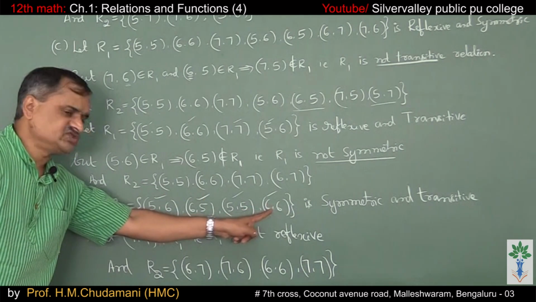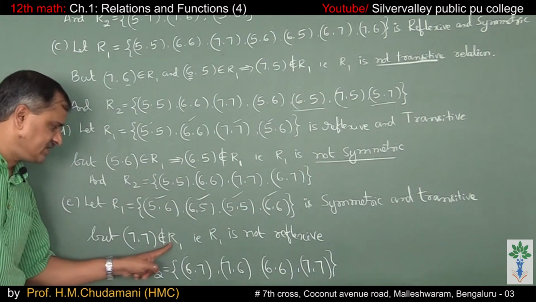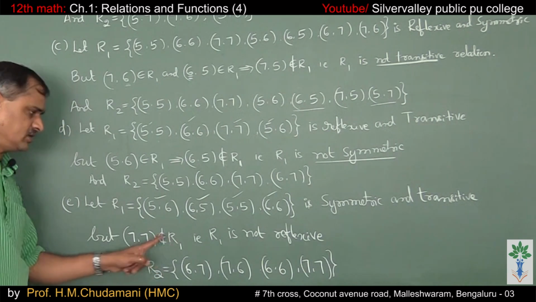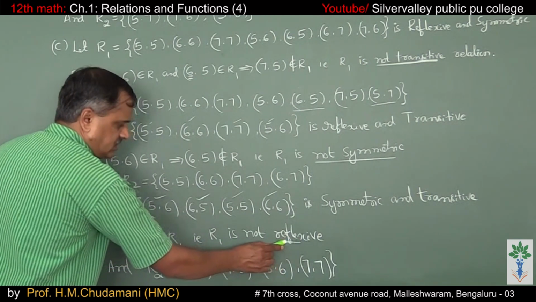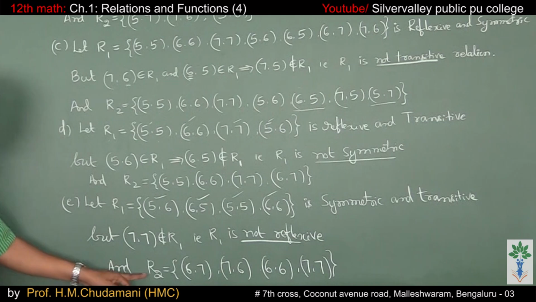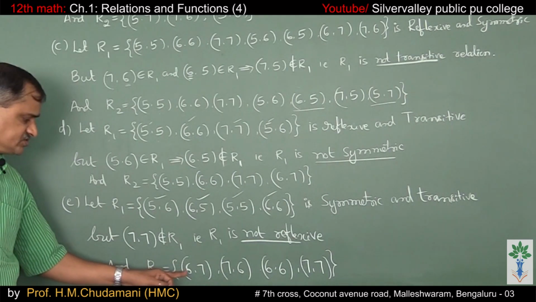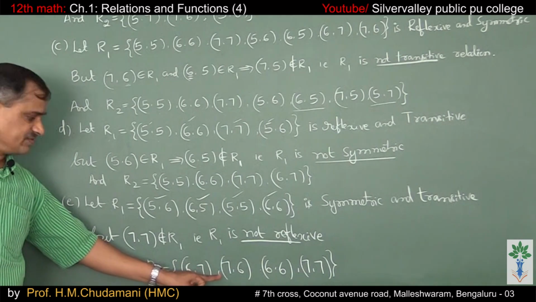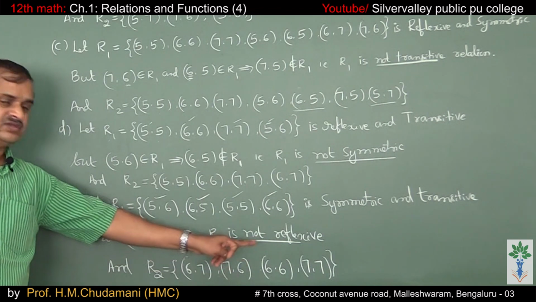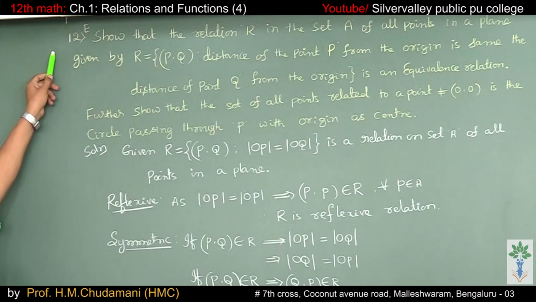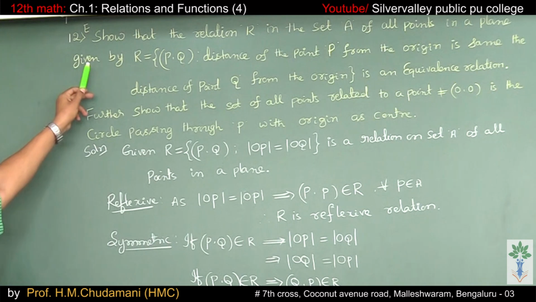But (5,5), (6,6) is there, but (7,7) does not belong to the relation. That means it is not reflexive. Similarly, another example, R2 equals {(6,7), (7,6), (6,6), (7,7)}. 12th question, an exercise question.